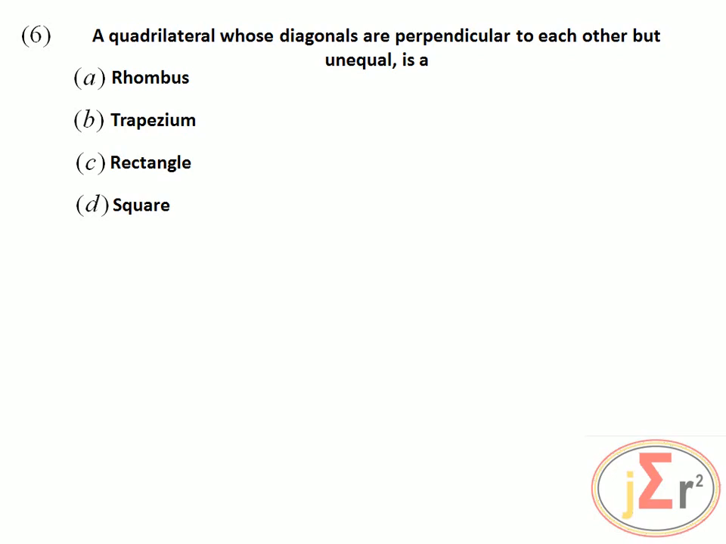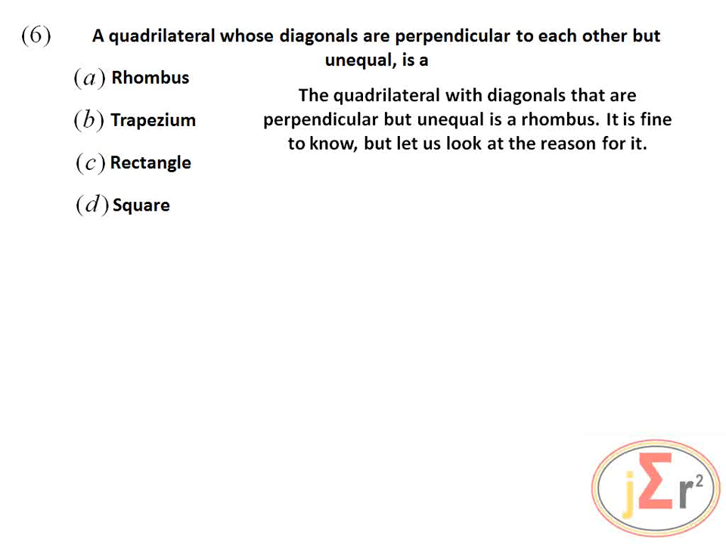A quadrilateral whose diagonals are perpendicular to each other but unequal is a... So the diagonals are perpendicular to each other but they are unequal. What is that one called? A quadrilateral with diagonals that are perpendicular but unequal is a rhombus. It is fine to know, but let us look at the reason for it. So there we have the correct answer, rhombus.